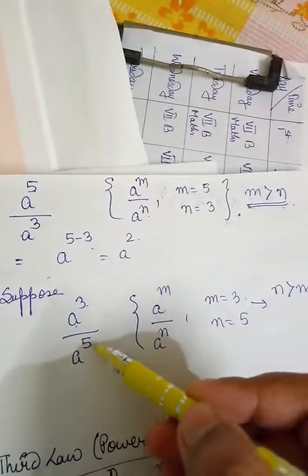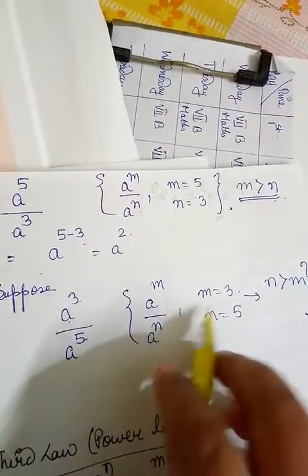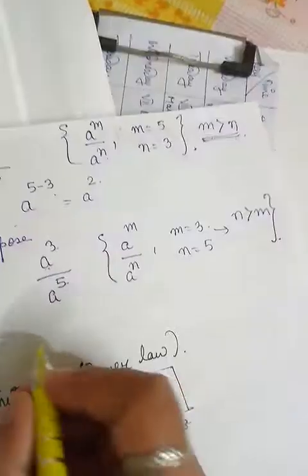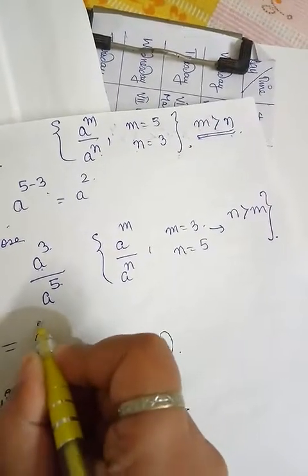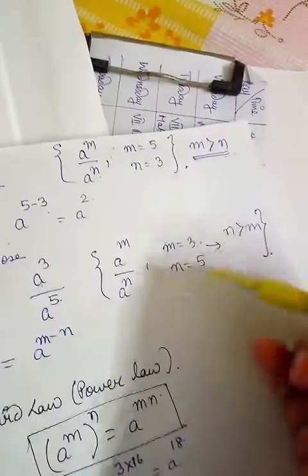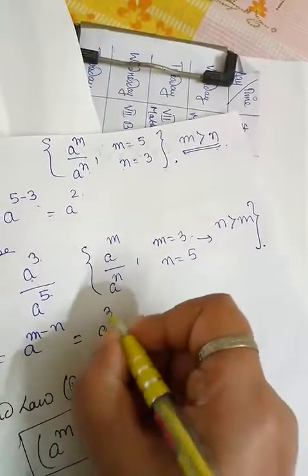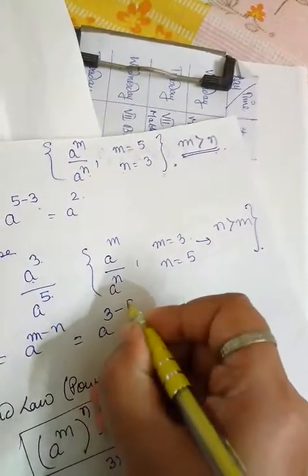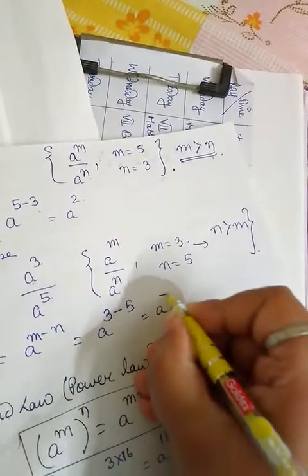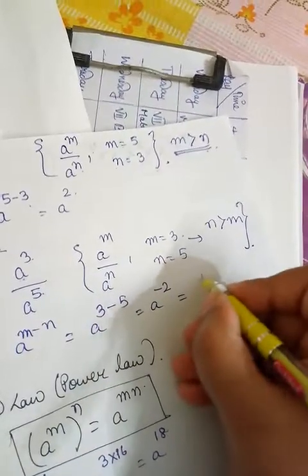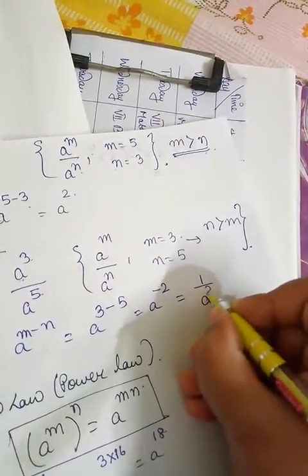But consider the reverse case. A to the power 3 by a to the power 5. So here m is 3 and n is 5. That means n is greater than m. So if I just use our previous rule, which states a to the power m minus n whenever it is in the form of a to the power m by a to the power n, this will be a to the power 3 minus 5. So we will be getting a negative sign. So whenever there is a negative sign, it means it is 1 by a square.